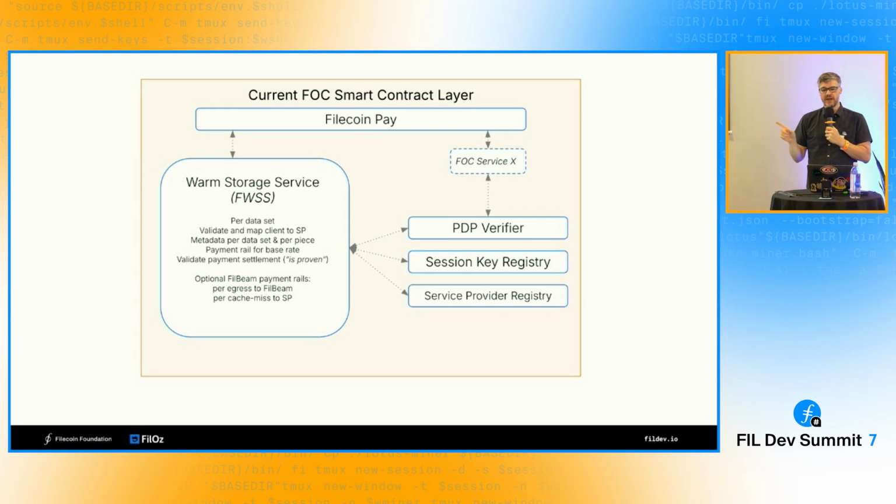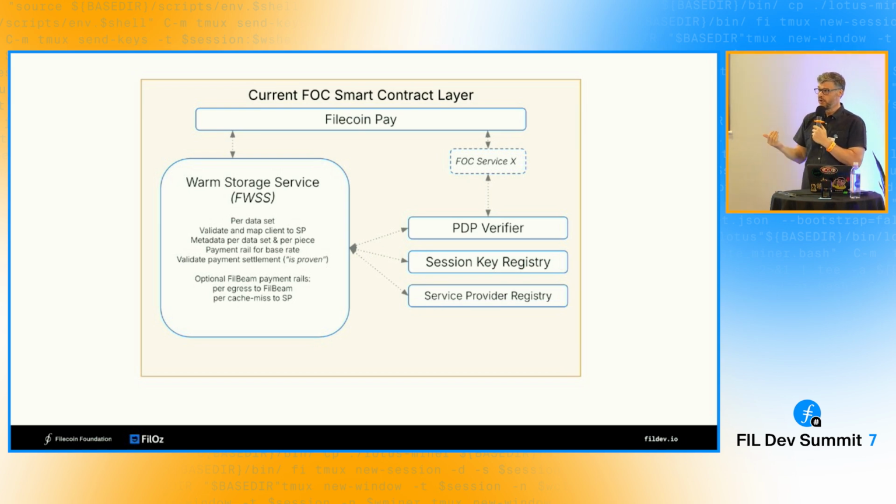Sorry, let me step back. Okay, Filecoin Pay. You set up a payment rail between a client and a service provider. So a service contract will do that. In this case, the Filecoin Warm Storage Service will do that. It will set up a rail for the provision of storage service for a data set in PDP. And it will say this SP gets paid at this rate for the provision of proven storage. And as the data set grows, because the client adds more pieces to it, the rate increases.